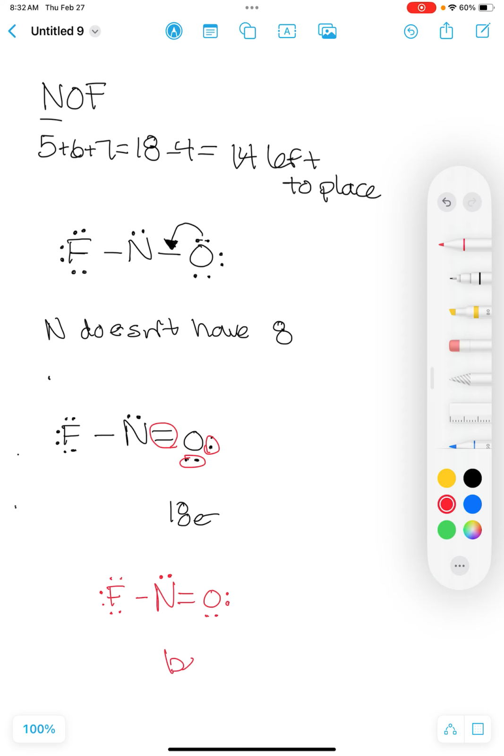And this molecule is also bent. And it's also going to be polar because there's a lone pair on the central atom. So anytime we have a lone pair on the central atom, we have a polar molecule.